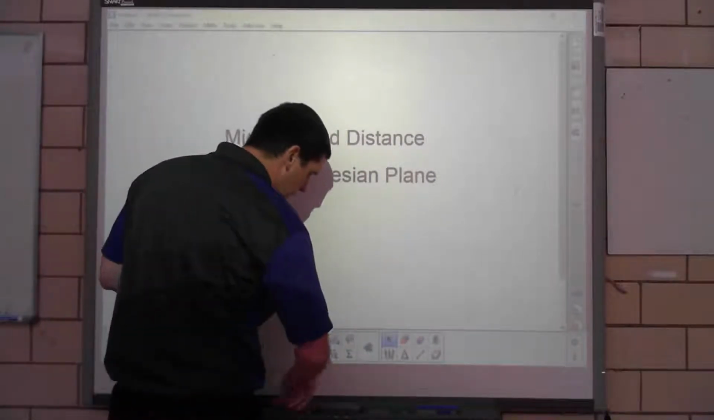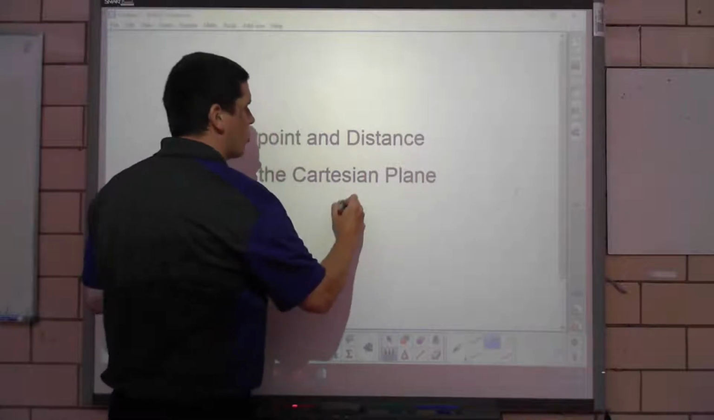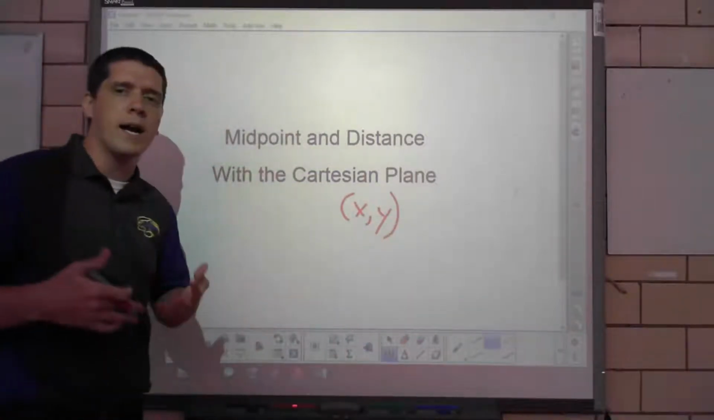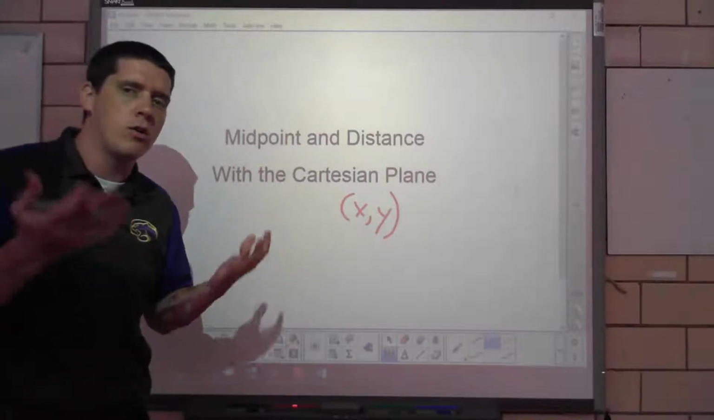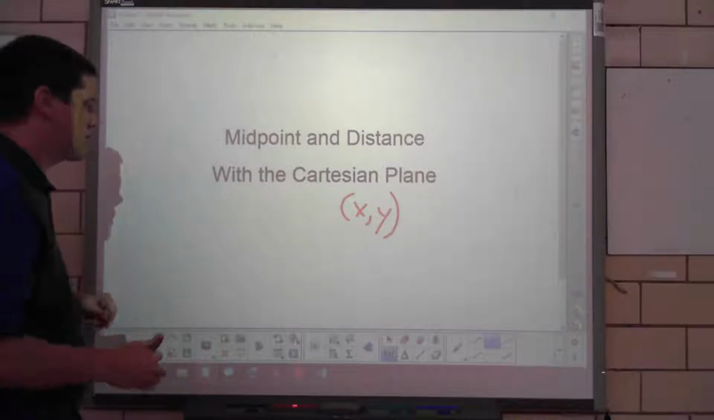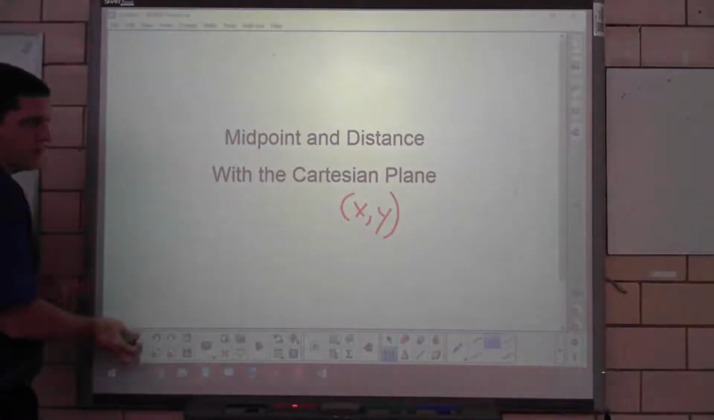But the Cartesian plane is just simply anytime we're talking about the idea of x comma y, that's the Cartesian plane. That's all that it is. Anytime we have an x-axis and y-axis, that's what it is. So again, it's just a fancy math term. I like throwing it out there. It sounds cool.